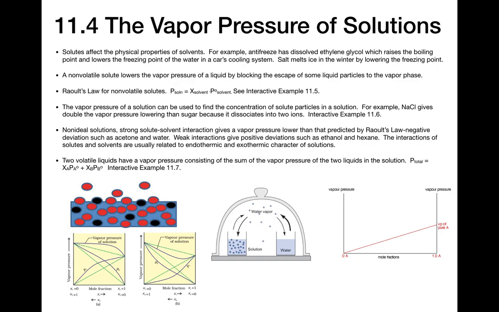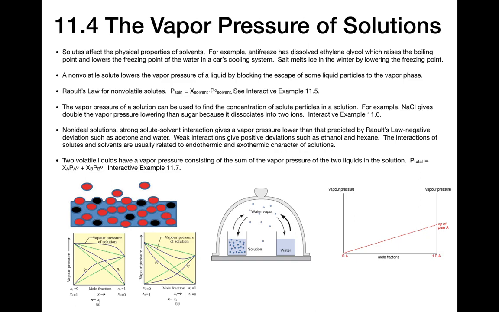If you have uncommonly weak interactions, such as ethanol and hexane, ethanol can hydrogen bond to ethanol, but it can't hydrogen bond to hexane. So the solution has weaker intermolecular forces than the average of the two pure liquids. This will give a positive deviation. In other words, it'll be easier for the ethanol and the hexane to escape to the vapor phase than the average of the ethanol and the hexane in pure form.